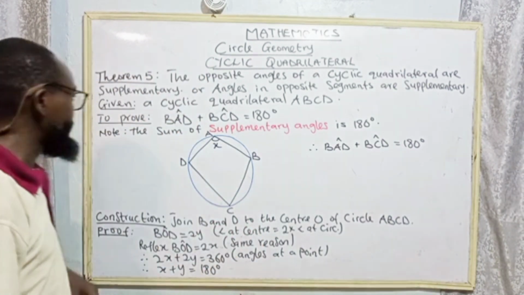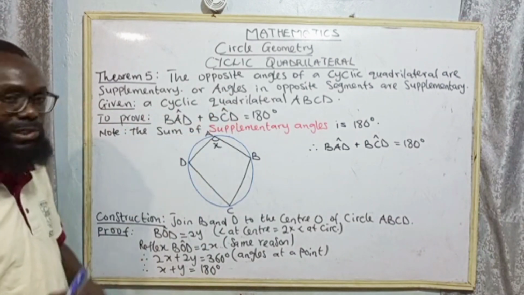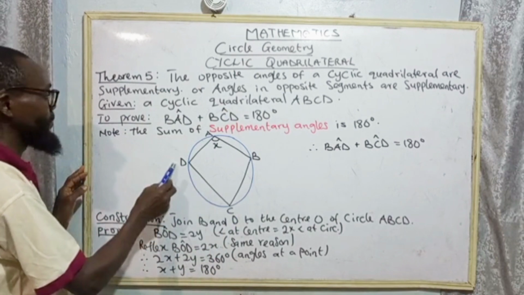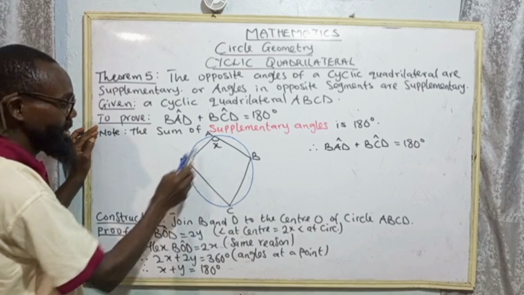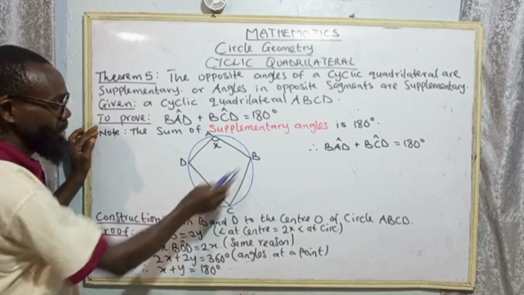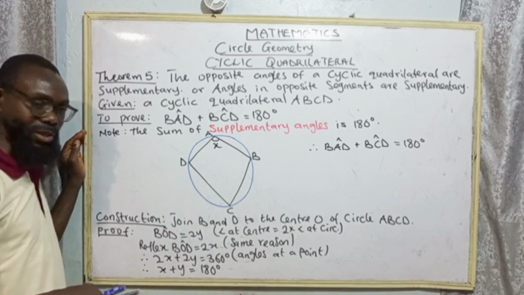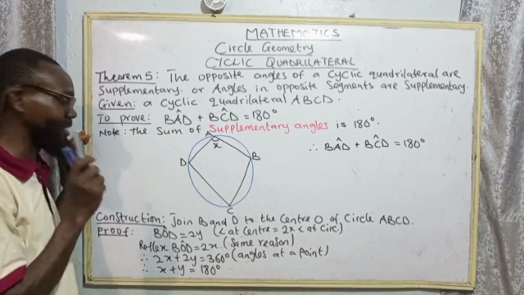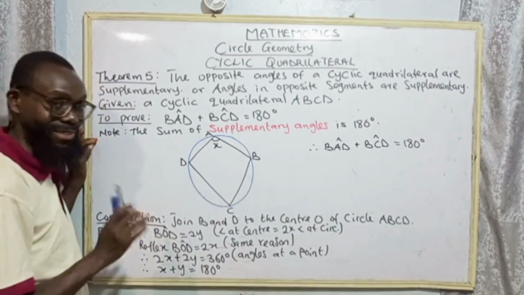180 degrees. Given: we are given a cyclic quadrilateral ABCD. We want to prove that angle BAD plus angle BCD is equal to 180 degrees. That is, when you add these two angles together, it must give 180 degrees. We should note that the sum of supplementary angles is 180 degrees.